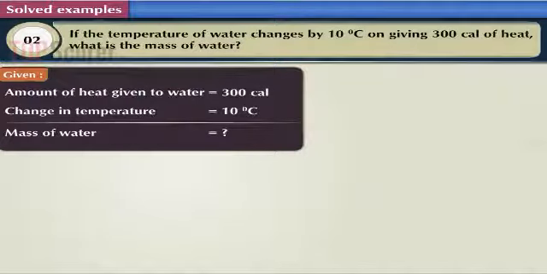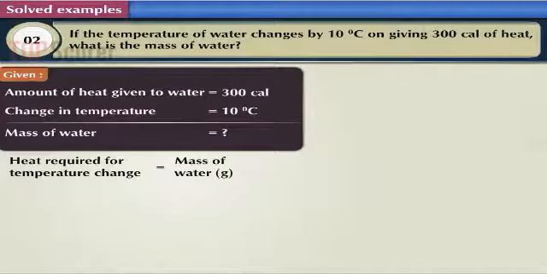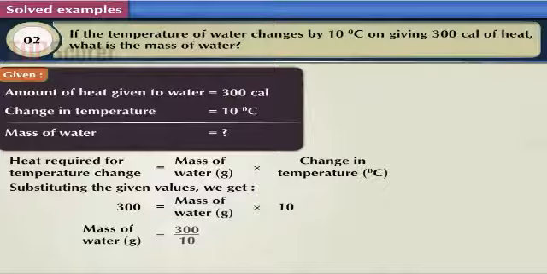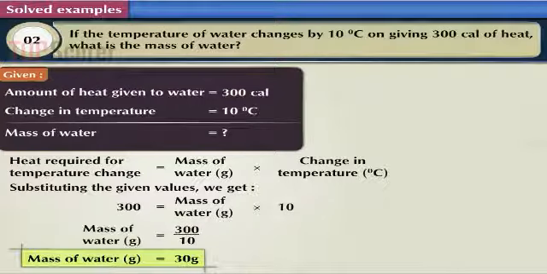We know that heat required for temperature change is equal to mass of water expressed in grams into change in temperature expressed in degrees Celsius. Substituting the given values, we get 300 is equal to mass of water into 10. Thus, mass of water is equal to 300 divided by 10. Therefore, mass of water is equal to 30 grams.